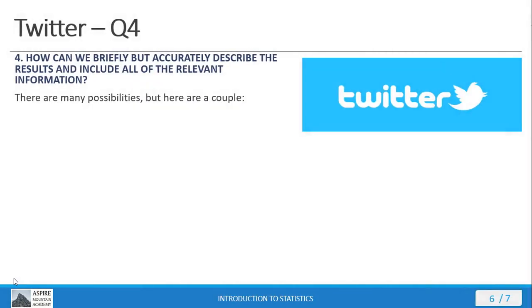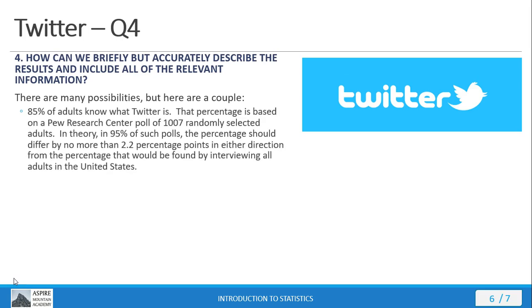Last question: how can we briefly but accurately describe the results and include all the relevant information? There are many different possible ways to answer that question, but here's a couple of ways. We could say this: 85% of adults know what Twitter is. The percentage is based on a Pew Research study poll of 1,007 randomly selected adults. In theory, in 95% of such polls, the percentage should differ by no more than 2.2 percentage points in either direction from the percentage that would be found by interviewing all adults in the United States.